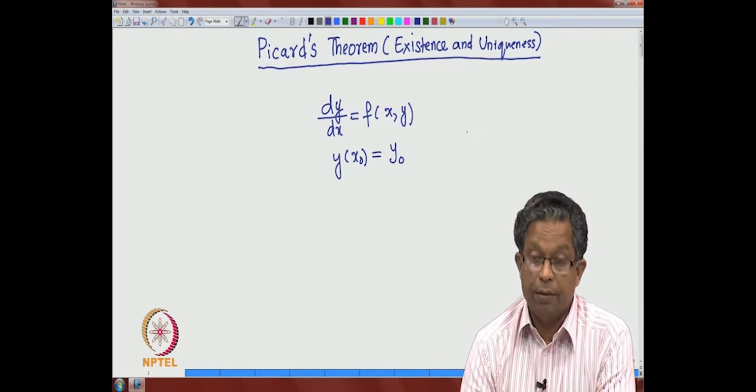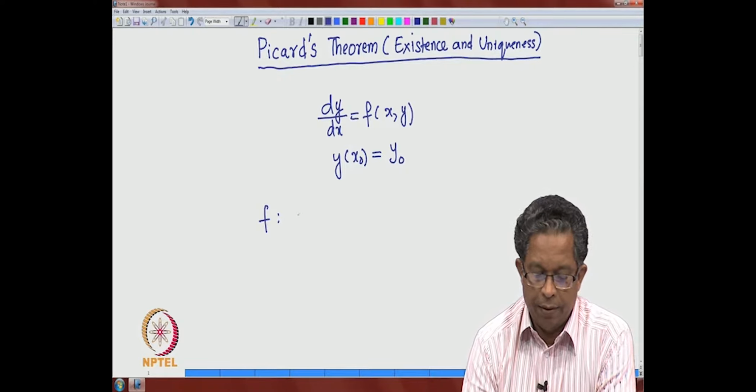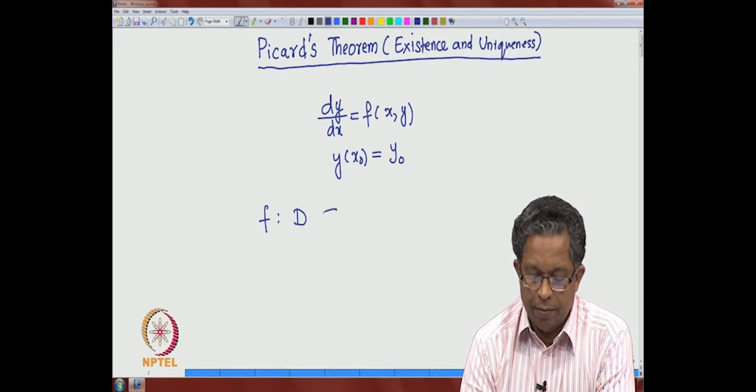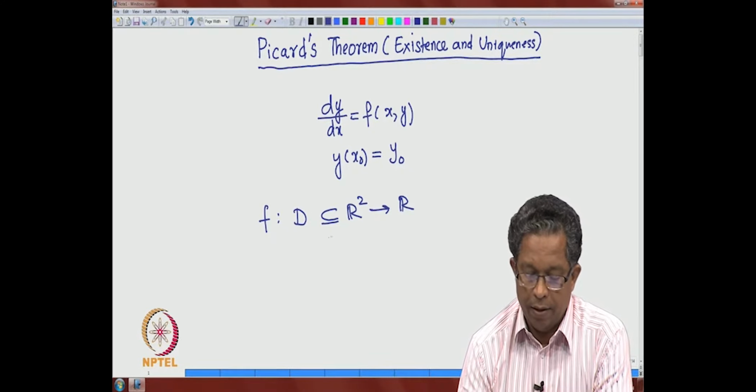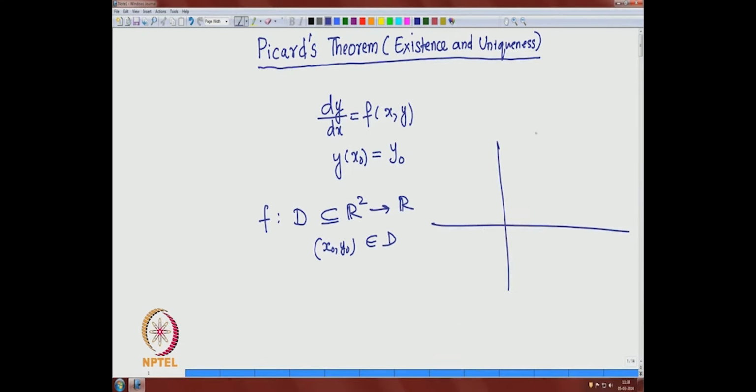Where f is a function which is defined on a domain D, which is a subset of R2, to R, and x 0, y 0 is a point, an interior point inside D. This is x 0. This is point y 0. So, x 0, y 0 is the initial point, the initial condition.